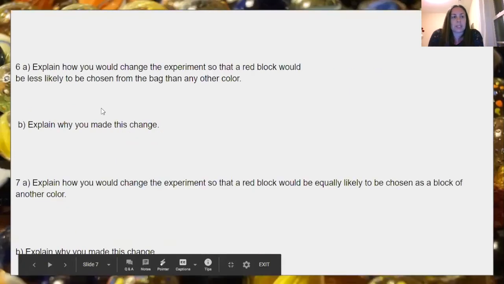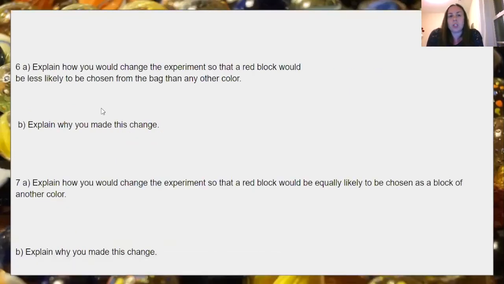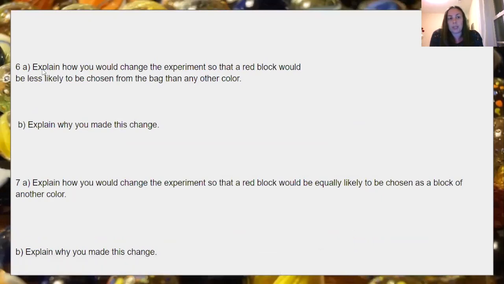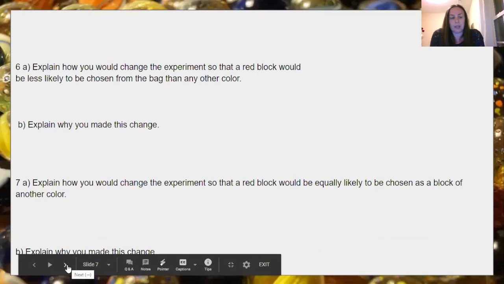All right, now number 6, explain how you would change the experiment so that a red block would be less likely to be chosen from the bag than any other color. So how would you change it now? Explain why you made this change. Explain how you would change the experiment so that a red block would be equally likely to be chosen as a block of another color. Explain why you made this change. So we started with red being more likely. Now we're flipping it to being less likely and then to being equally likely.